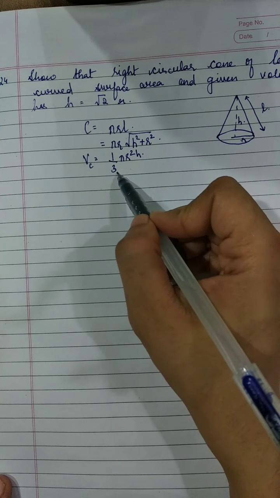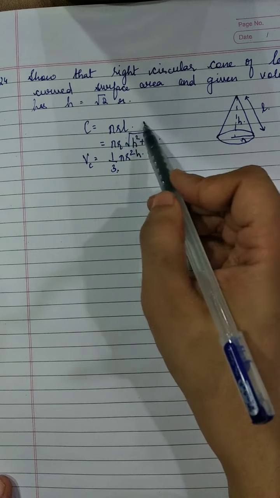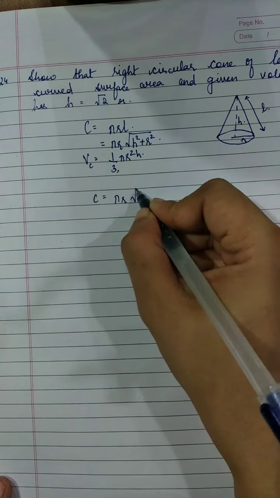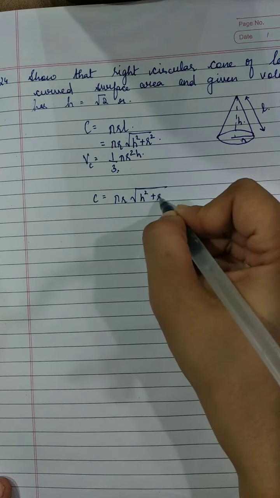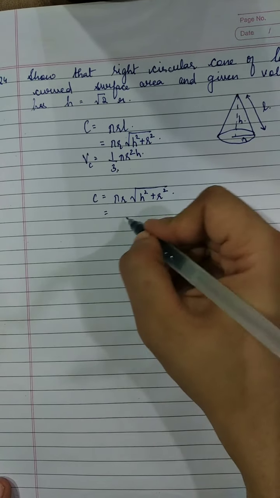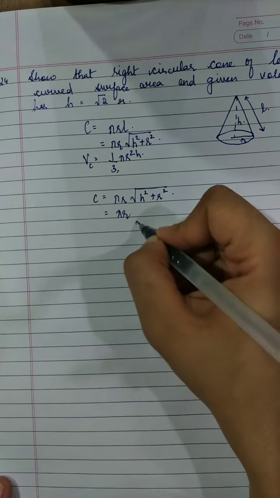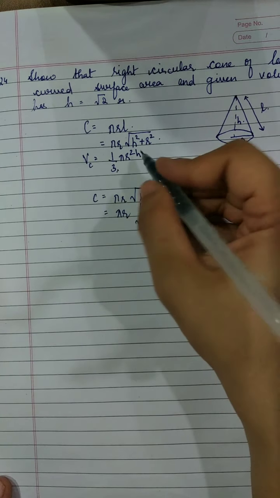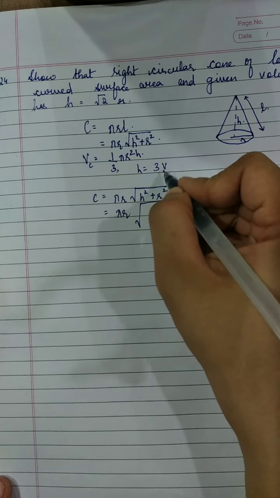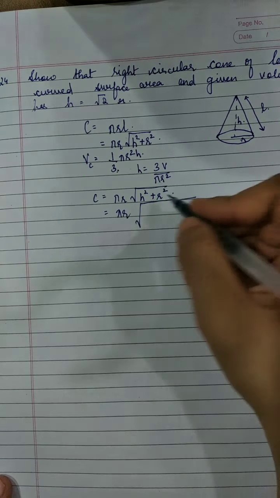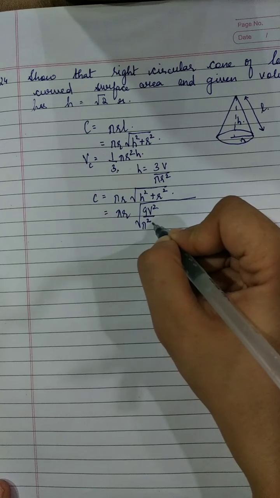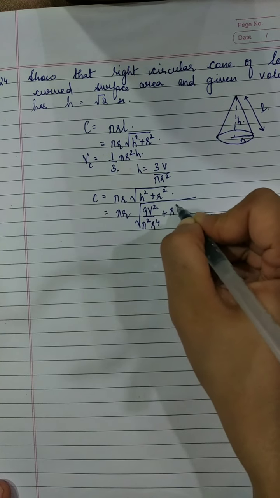So we will be making use of the given volume and we'll be substituting it over here. So C is equal to pi r under root of h square plus r square, right? So we have pi r under root of h, where h from here can be 3v upon pi r square. So h square would be 9v square upon pi square r to the power 4, plus r square.